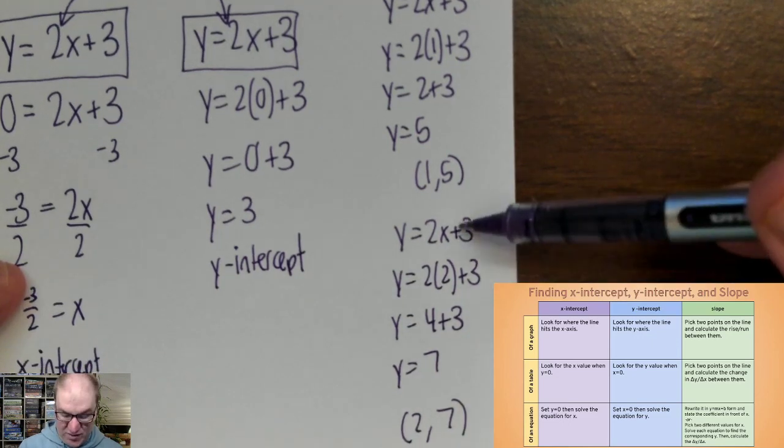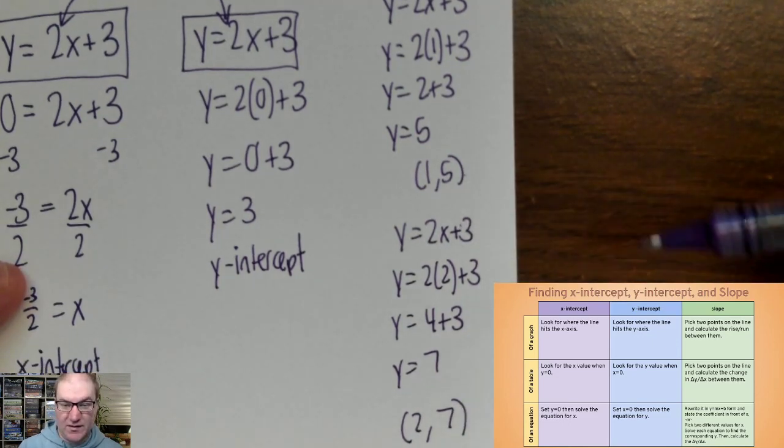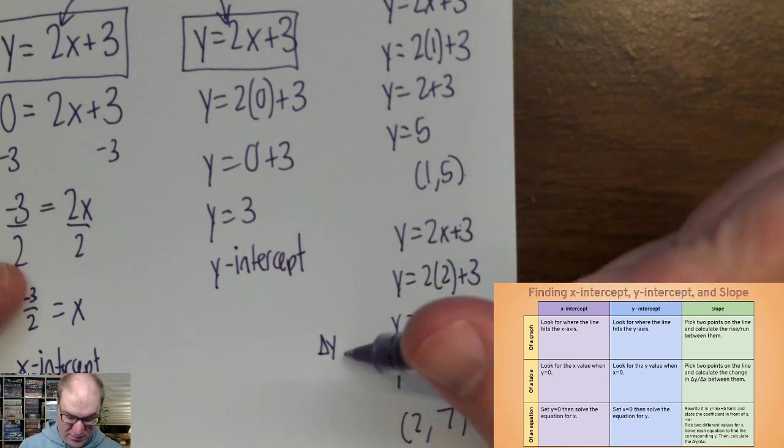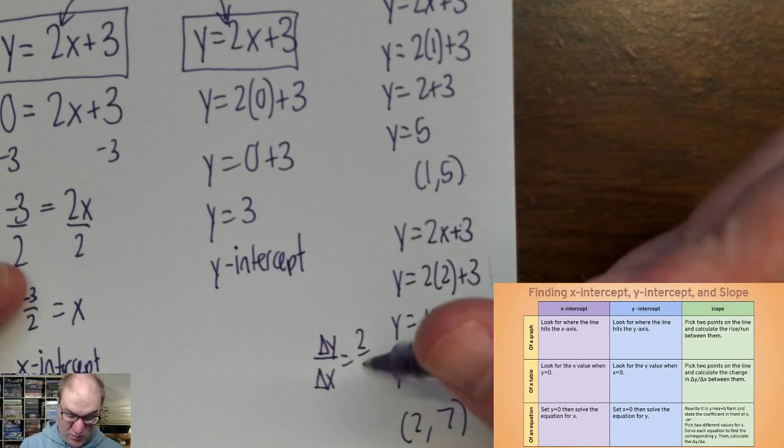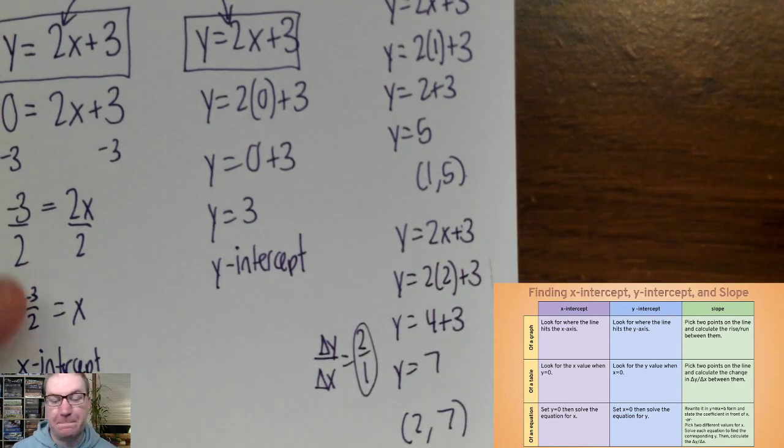And then I would just use these 2 points to find the slope. My change in y over change in x. Change in y is 2. Change in x is 1. My slope is 2 over 1.